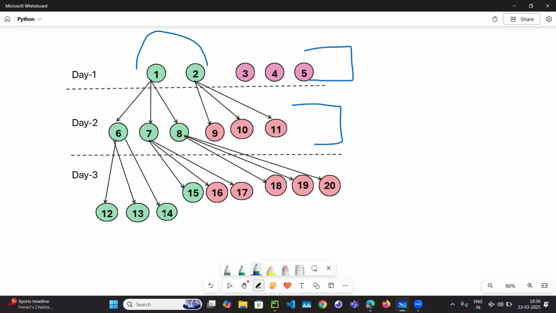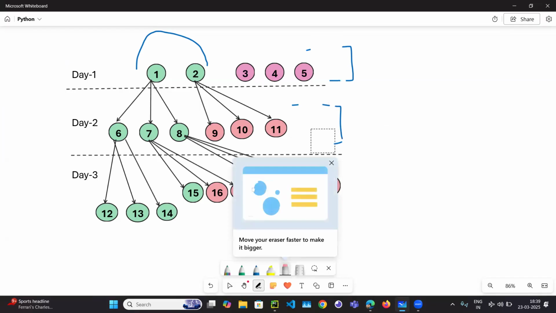But how many people are going to like? Half. So 9 by 2 is 4.5. If we take the floor division, it's 4. So 1, 2, 3, 4. Only 4 people will like. So let's suppose n is equal to 3 is given. We have to calculate after 3 days how many people will like. So let's count: 1, 2, 3, 4, 5, 6, 7, 8, 9. So in total 9 people liked our advertisement.